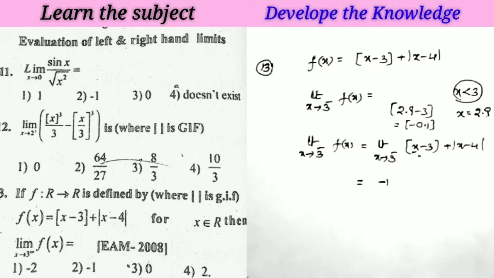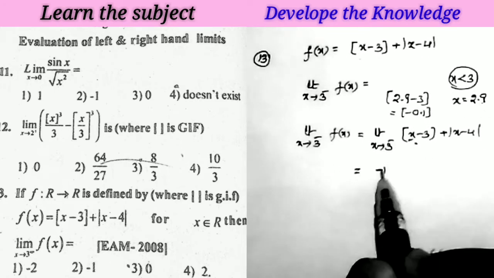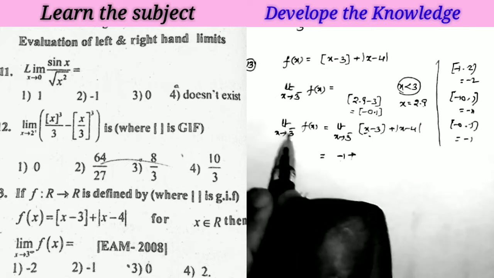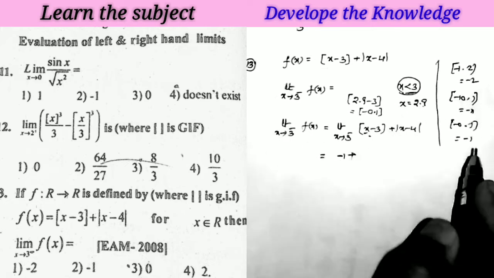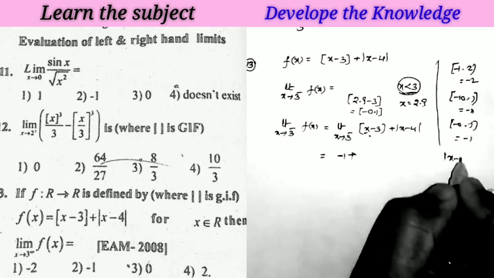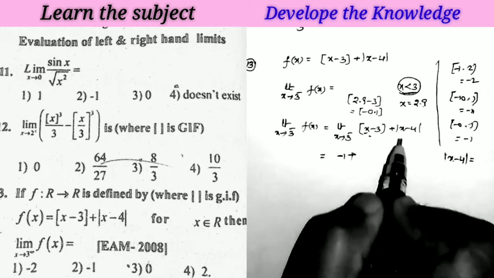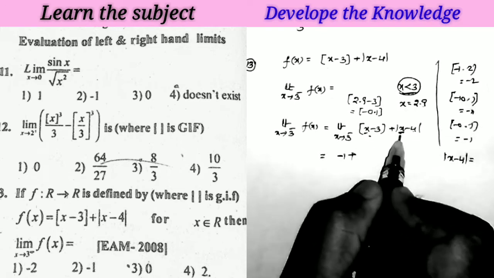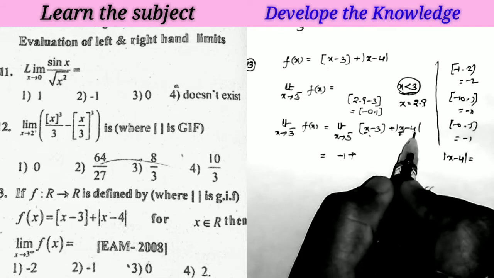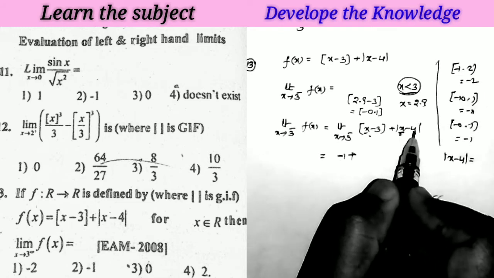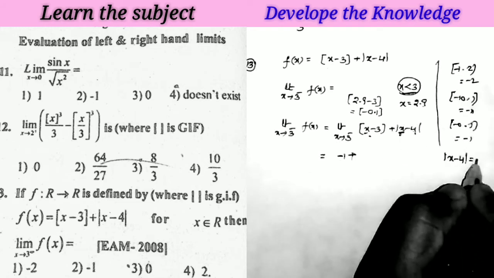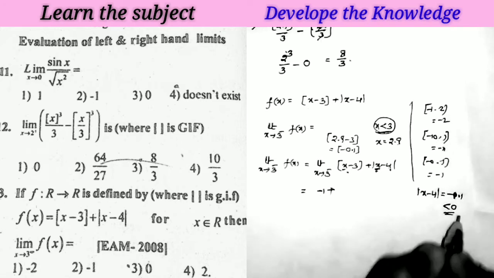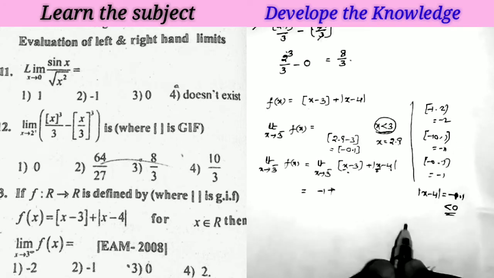Like that. This way we can find the value. So the first part is equal to minus 1 here. Plus. So x tends to 3 minus means x less than 3. Then what is mod x minus 4 value? Here we take a number which is less than 4, suppose 2.9. 2.9 minus 4 returns the value minus 1.1, which is less than 0.